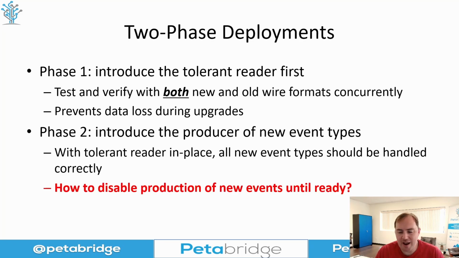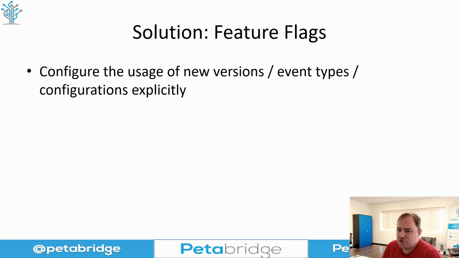But a key question that you're going to have if you're a practiced engineer is, okay, I understand how to introduce a tolerant reader. That's just changing our serializer inside Akka.net. But how do I actually disable the production of new events until I know that we're ready? Well, the answer is we're going to use feature flags.